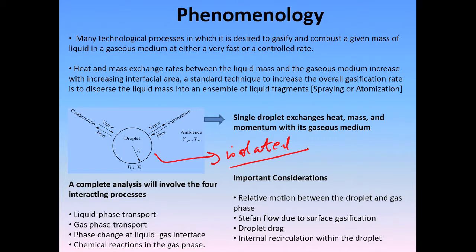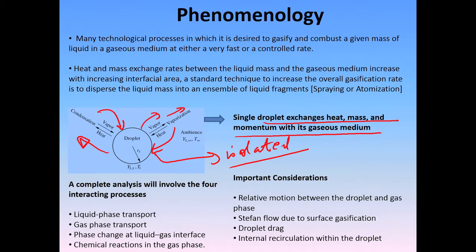It is important. What will happen is that heat will come from the ambient, and the droplet will generate vapor which will get mixed with the ambient. That is vaporization. The reverse is condensation. Heat will be given out by the droplet, and the vapor around the droplet will condense. In that case the droplet size will increase. So, this single droplet exchanges heat, mass and momentum with the gaseous medium.